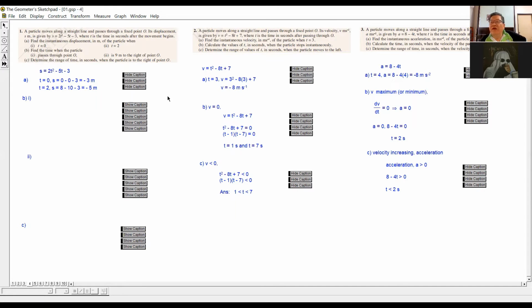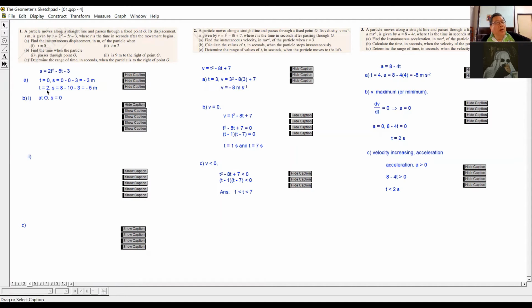Let's say if I want to find how much is the distance traveled, you just take this minus this. So we know that the difference here is 2 meters. That means they move through a distance of 2 meters. Okay, right. Next one.